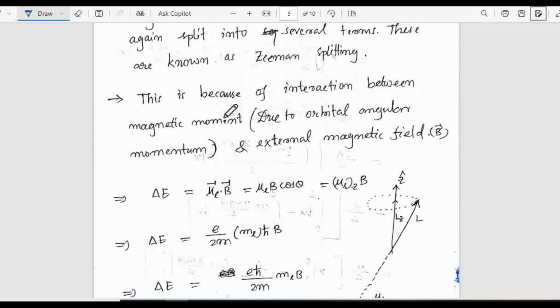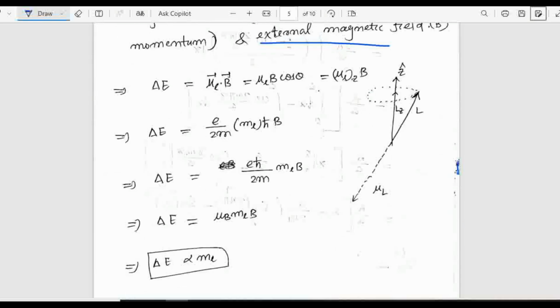This is due to the interaction between the magnetic moment, due to the orbital angular momentum, and the external magnetic field. You see, this is the external magnetic field, not internal; internal is due to spin orbit coupling. Now, what is the interaction energy? Delta E equals minus mu_L dot B, which is mu_L B cos theta if you apply the dot product. Now we can write mu_L cos theta as mu_L,z.